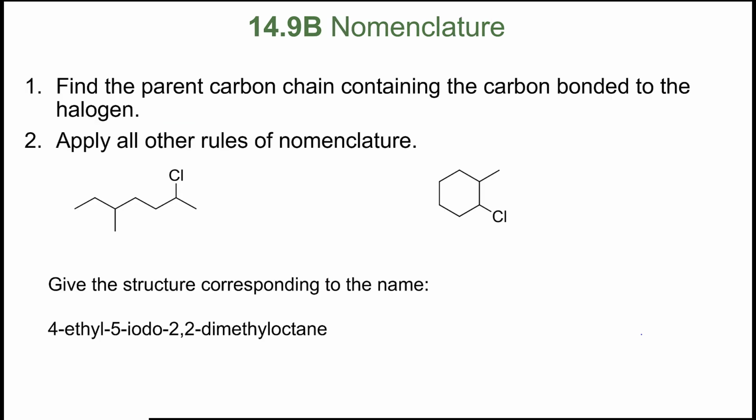In order to name alkyl halides, you want to find the carbon parent chain containing the carbon bonded to the halogen, and then apply all other rules. So here we have a chlorine. This is at 2. So this would be 2-chloro-5-methylheptane. And in a cyclic structure, we have a chloro versus a methyl. Either way I number, it's going to be tied. So the chloro will get the priority because it comes first alphabetically. And this will be cyclohexane.